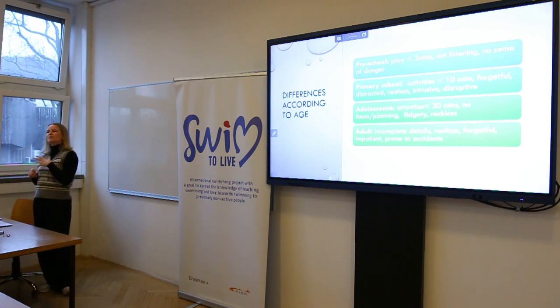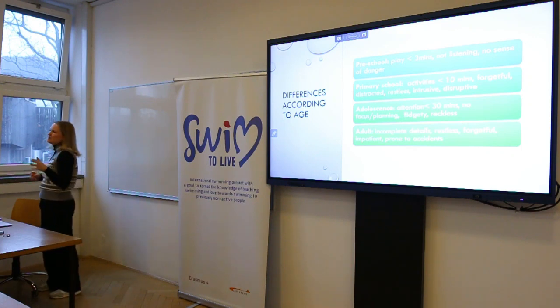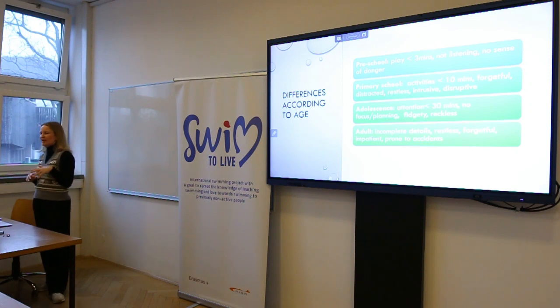So when they come to primary school, perhaps in the first and second year, they're much more flexible to go around, not just sit at the table, but afterwards they have to sit for 45 minutes. If they're not, they're problematic children, right? So they have really big troubles doing that. The attention span is still quite short, like 10 minutes. They're really forgetful, disruptive. And in lessons, they're more fidgety and reckless.